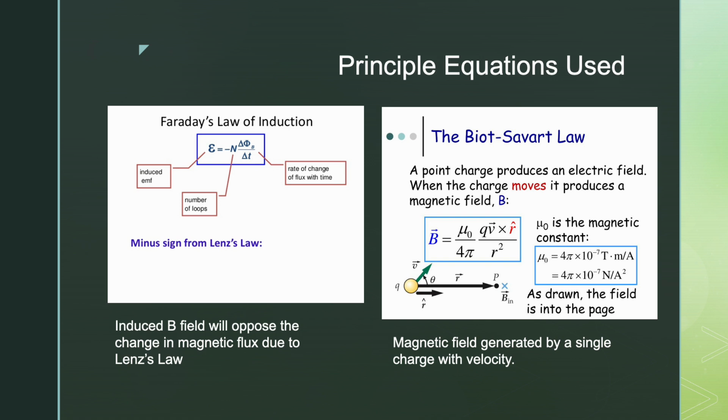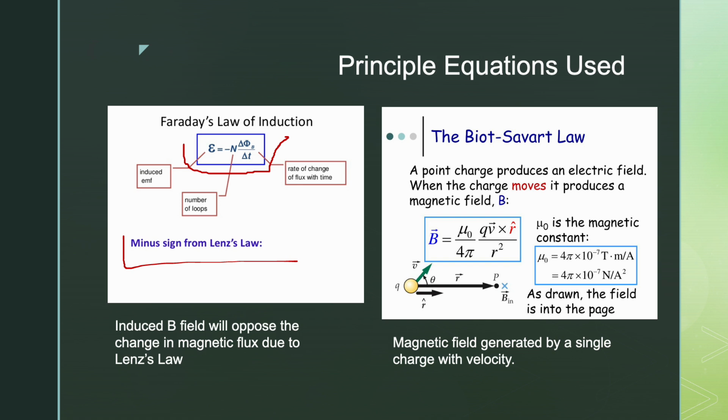On the left, we have Faraday's law of induction. The induced EMF is equal to the negative number of loops times the rate of change of flux with time, and the minus sign is from Lenz's law, which is because the induced magnetic field opposes the change in magnetic flux. That's why you have the negative.